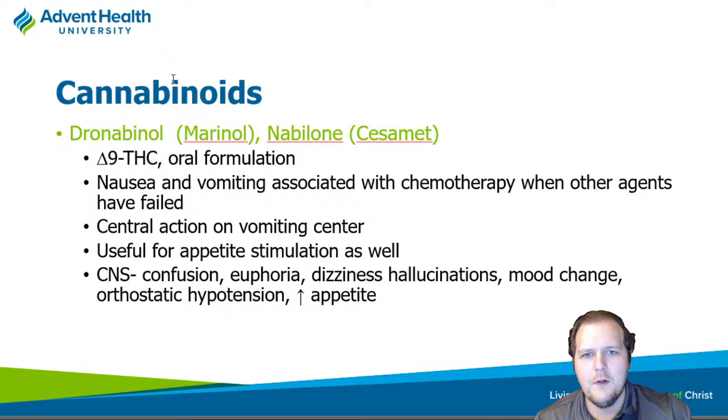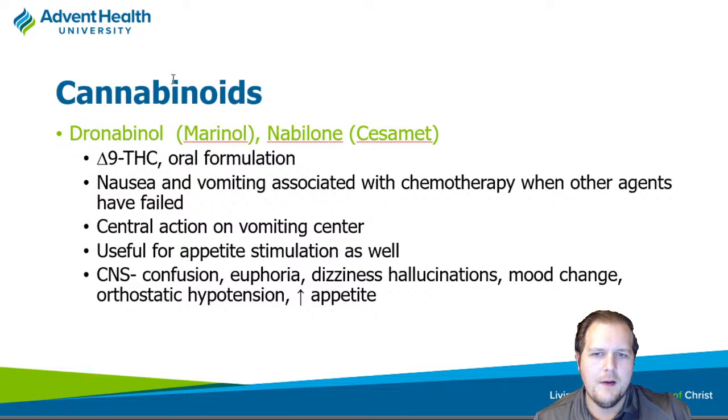So dronabinol and nabilone are doing the same thing here, where they're trying to mimic the effects of delta 9 tetrahydrocannabinol, which is the psychoactive component of marijuana, right? These are oral formulations, so you don't have to smoke them like you would marijuana. These are typically not going to be used for the majority of patients coming through the doors at the ER or urgent care for nausea and vomiting, but they're used quite frequently for chemotherapy. Especially if other agents have failed, or if they have chronic nausea and vomiting, then frequently we're going to be utilizing something like dronabinol.